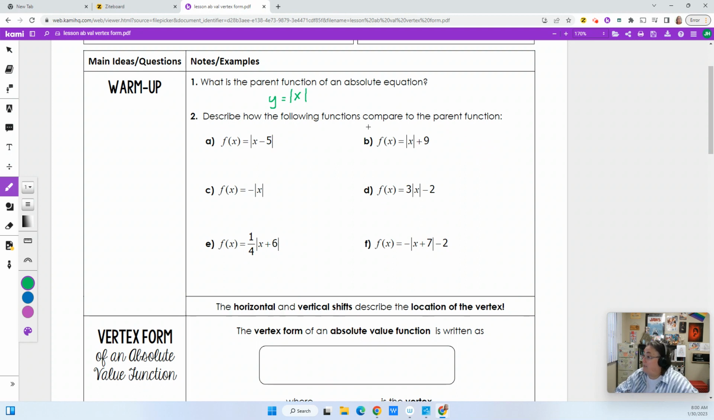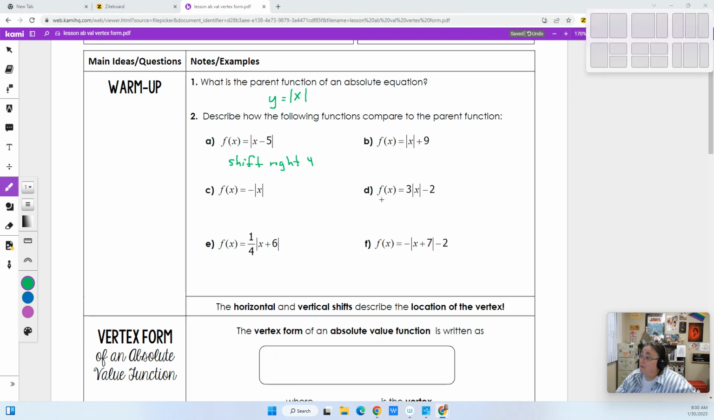And that was what we went over at the end of last week. If you remember, if something was happening inside that absolute value, it was happening to the x. And if it was happening on the outside of that absolute value, it was basically happening to the y. So if we look at f of x equals the absolute value of x minus 5, what we're saying is this is a shift right 5. It's shifting to the right 5.